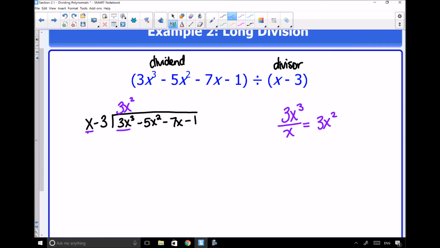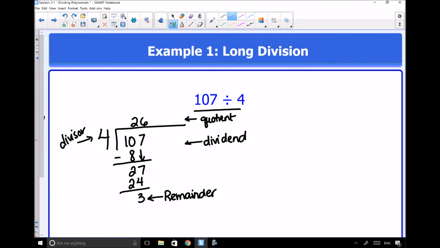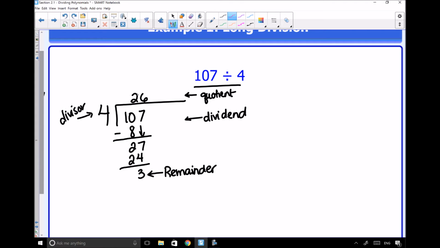Now I'm going to do my multiplication, and I have to multiply this 3x squared by every single term that we have here. So when I multiply 3x squared by x, I get 3x cubed. Okay. And then when I multiply 3x squared by negative 3, I get minus 9x squared. And then I have to subtract these pieces right here, exactly like we did right here. We figured out that 4 goes into 10 2 times. 2 times 4 is 8. We subtract it, we get a 2.